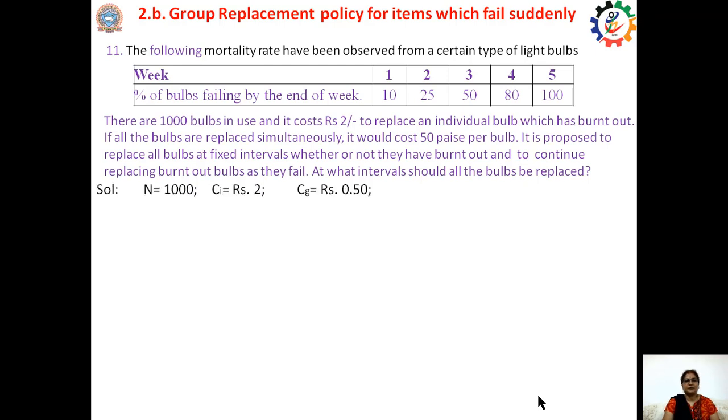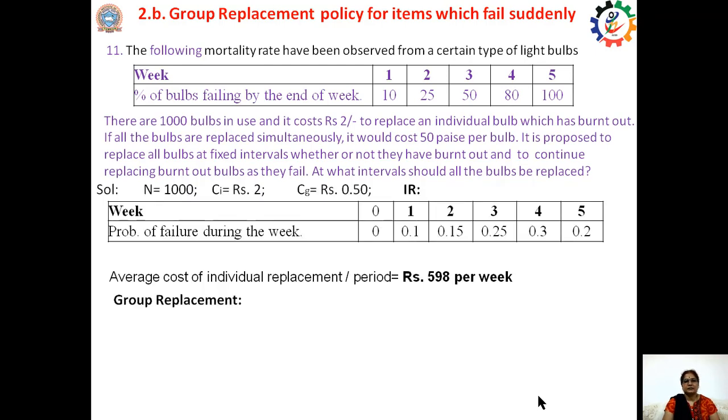Question I have just repeated for clarity. Till here it is the previous value which I have carried. We got 598 previously. Now let us see individual replacement cost we got, that calculation got over. Group replacement cost, let us find out. Now once again I repeat, this has got two parts. One is group replacement cost, the other one individual replacement cost. To calculate individual replacement cost, we have to consider individual replacement numbers. For that N0, N1, N2, N3, like that we have to calculate.